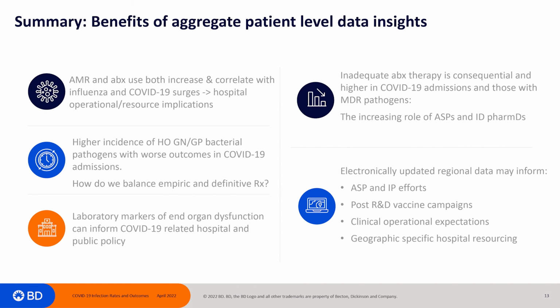Unfortunately, we've heard throughout the pandemic that stewardship programs and infection prevention programs were defunded or FTEs reallocated because of surge capacity. And so what this data also shows is probably during an infectious disease pandemic is not the time to defund your stewardship and infection prevention programs. Finally, electronically updated regional data may inform stewardship and infection prevention efforts. What's circulating in your community might give you the heads up of person power, staffing, to par levels of certain medications you know correlate with that particular pathogen.